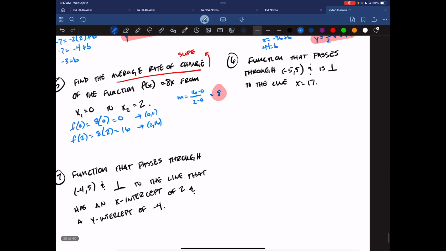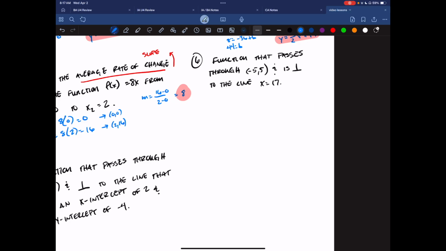Function that passes through this and is perpendicular to the line x equals 17. Okay, so x equals 17. I mentioned in the last video about positive slope, negative slope, slope that is 0, slope that is undefined. Well, if I have x equals a number, that is a vertical line, which means it has a slope of undefined. The perpendicular slope of that is 0, because the 0 in the fraction went from being in the bottom to now being in the top, which makes the whole thing 0. So my perpendicular slope is going to be 0.